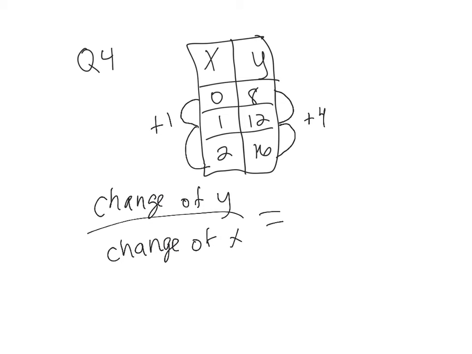So my change in y was 4. My change of x was 1. So my slope can be simplified to just 4. So m equals 4.